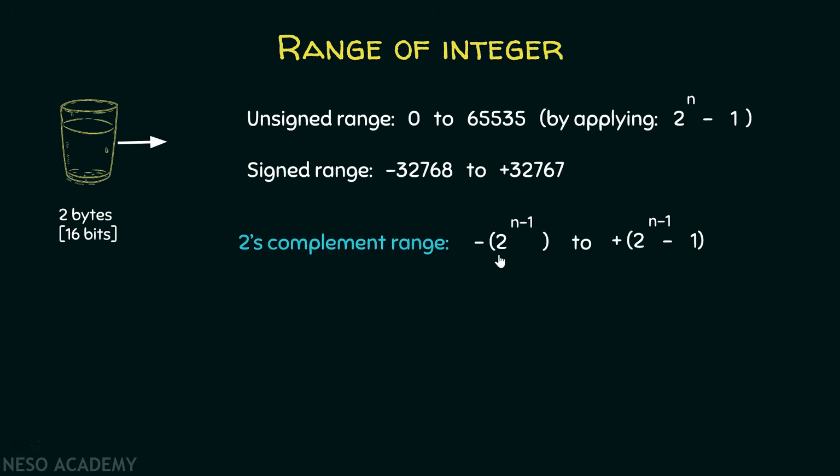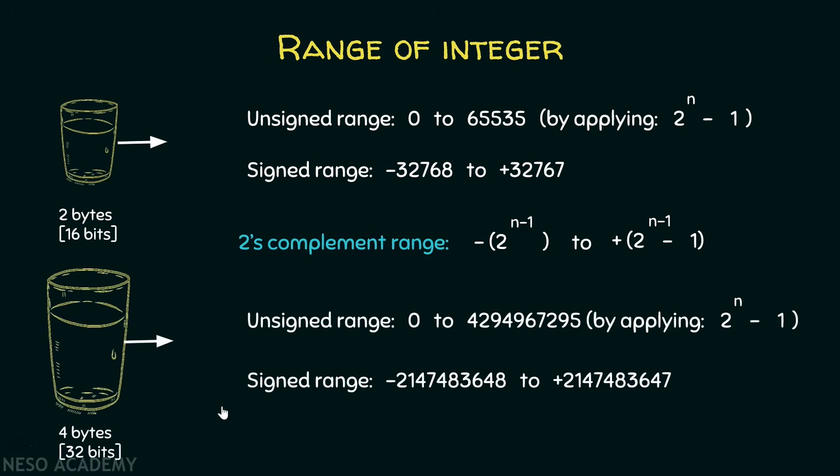Here you can see minus 2 raised to the power n minus 1. By replacing n equal to 16, I get 2 raised to the power 15, which is minus 32768, and plus 2 raised to the power n minus 1, that is 2 raised to the power 15 minus 1, that gives 32767. On the other hand, if your PC supports a 4-byte integer, then the unsigned range is from 0 to 4294967295, by applying the same formula for the maximum value. The signed range can be obtained by using this 2's complement range.